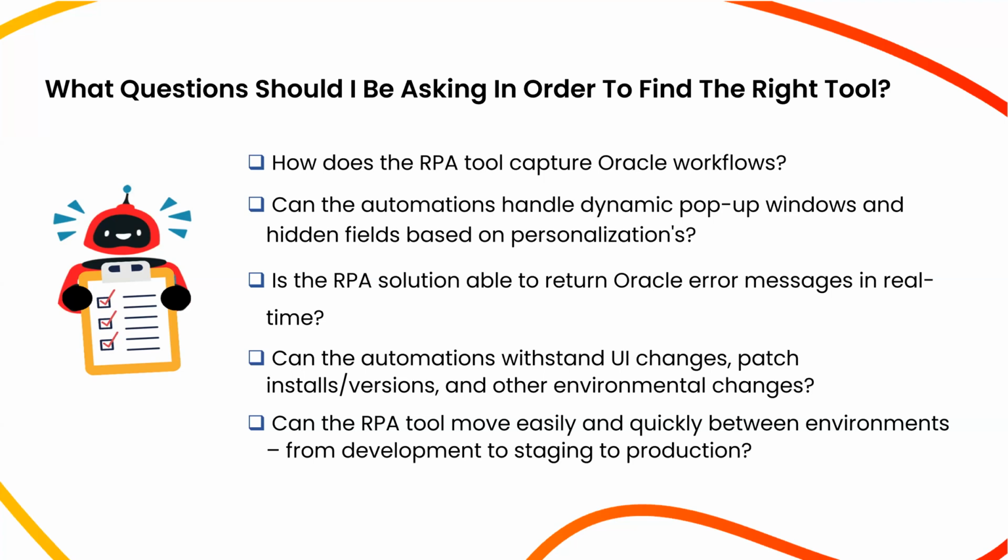We also want to know if the automations can withstand UI changes and patches and other environment changes. A lot of times the bots themselves are recorded using screen scraping or image capture. That means if any field on the screen moves a little bit to the left or a little bit to the right, the bot will not be able to withstand it. The bot will have to be re-recorded using the new X and Y position of the element. So you want to find a tool that is able to withstand those changes, and like we mentioned, that is able to move quickly and easily between environments.